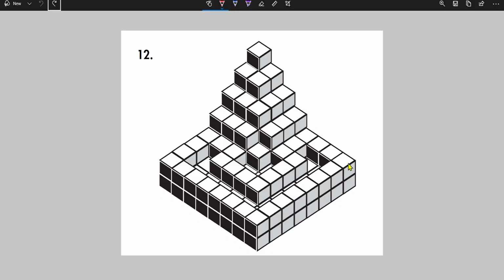So what's our base? 1, 2, 3, 4, 5, 6, 7. So 8 by 8 base. 64 there.